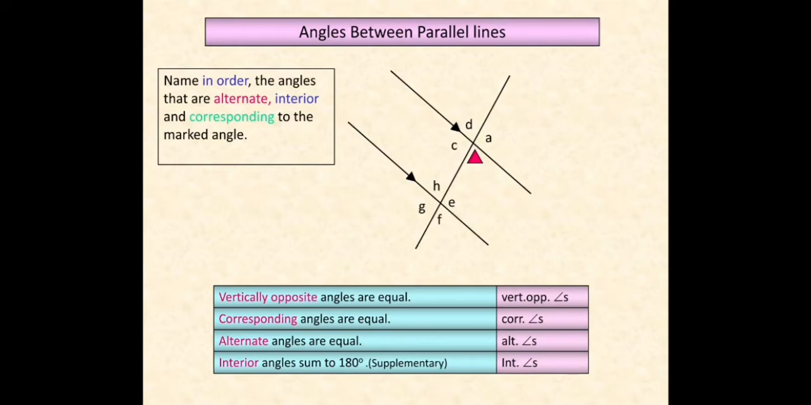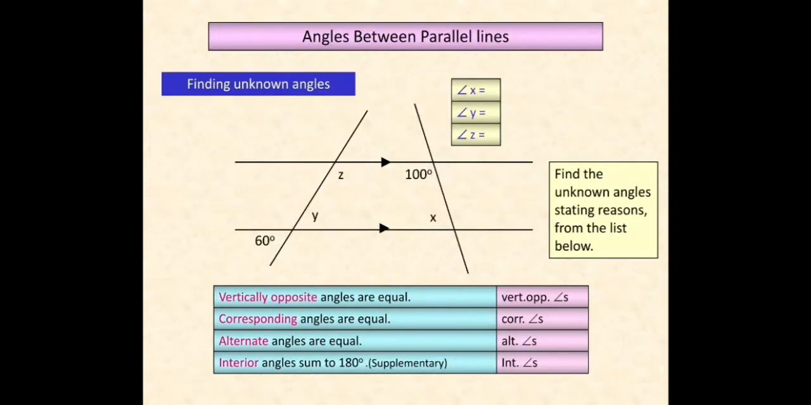Also here in this case, we need to name them in order. First, H is alternate with the triangle, and E is interior, while F is corresponding. So we repeat, alternate interior angles have a shape of a Z, while corresponding angles have a shape of an F, and interior, as we said, the ones that are inside, their sum is 180.